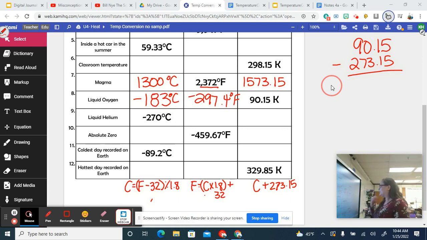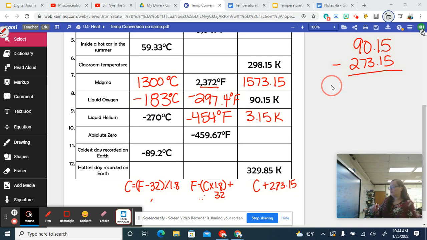Okay, so we have negative 270, and we're going to use this formula. So times 1.8 plus 32 equals negative 454 degrees Fahrenheit. And then negative 270 plus 273.15 is 3.15 Kelvin. So liquid helium is 3.15 Kelvin. Interesting to know. All right, do the next one.